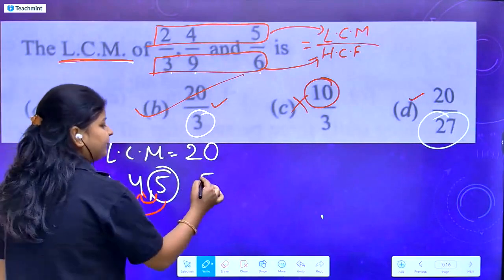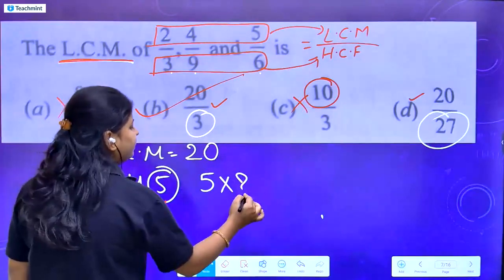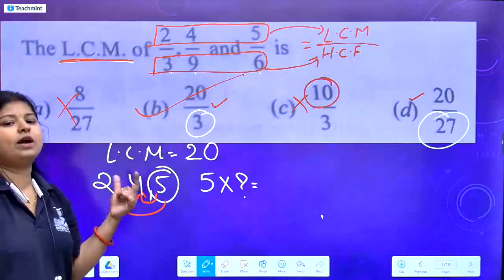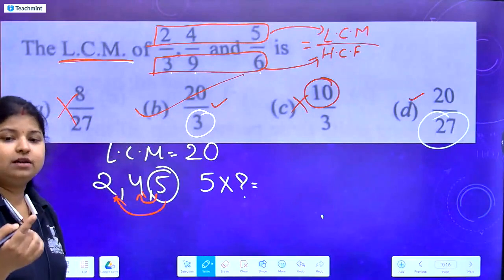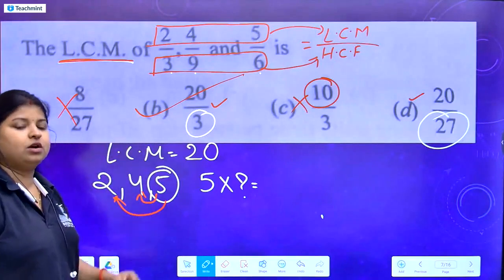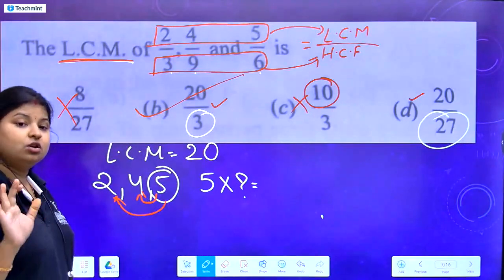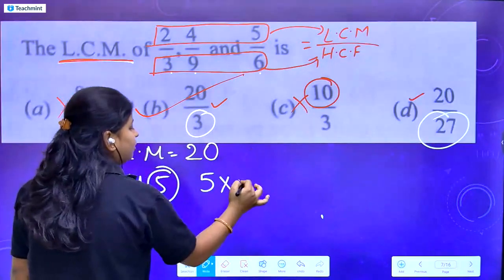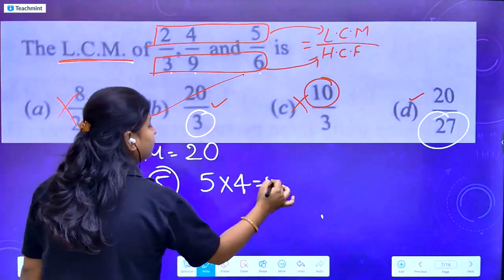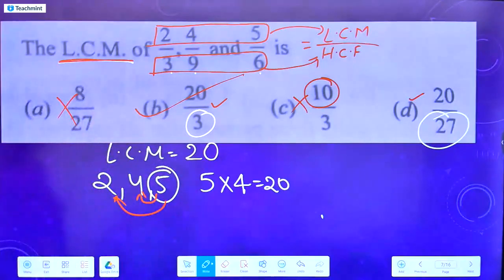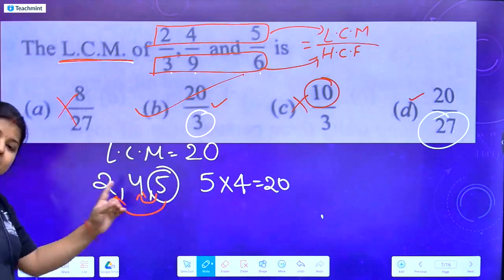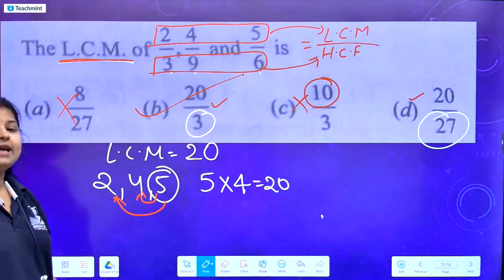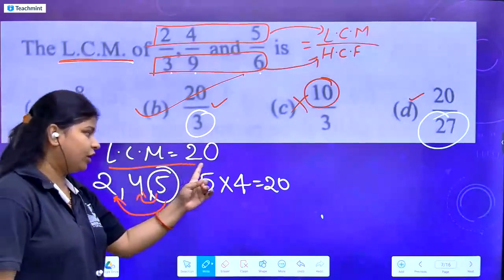So you have to multiply 5 by such a number that the result is divisible by 2 and 4 also. So 5 twos are 10, not divisible by 4. 5 threes are 15, not divisible by 2 and 4. 5 into 4 is 20. 20 is divisible by 2 also, and 20 is divisible by 4 also. That's why LCM will be 20. Got it, Ajish?